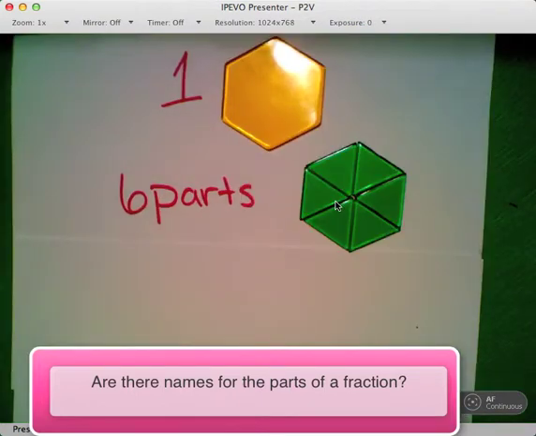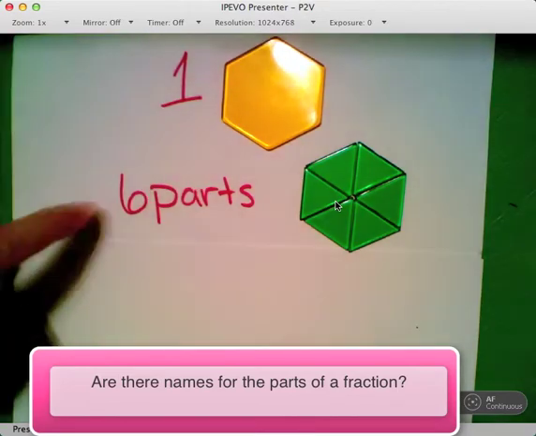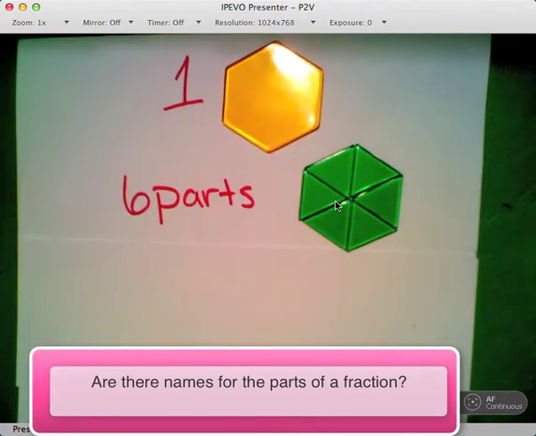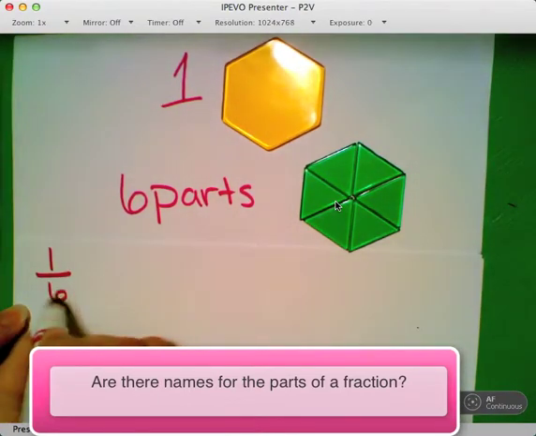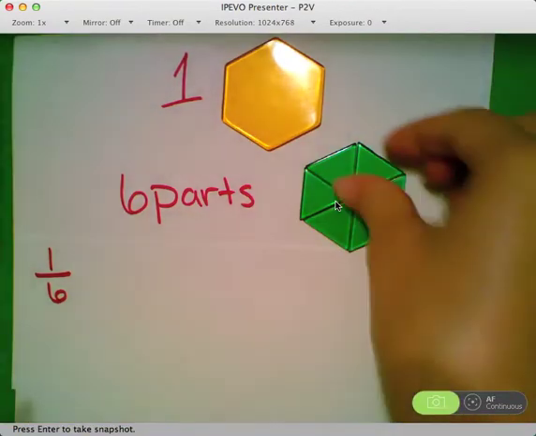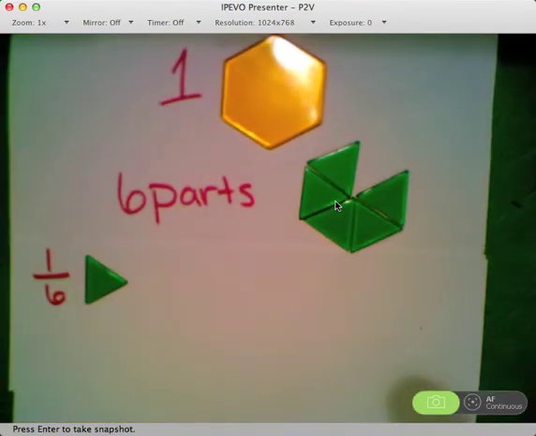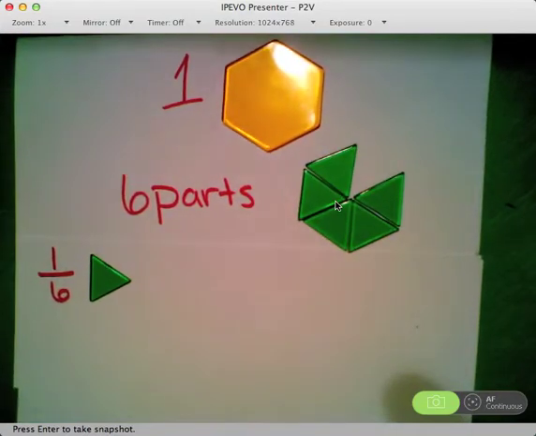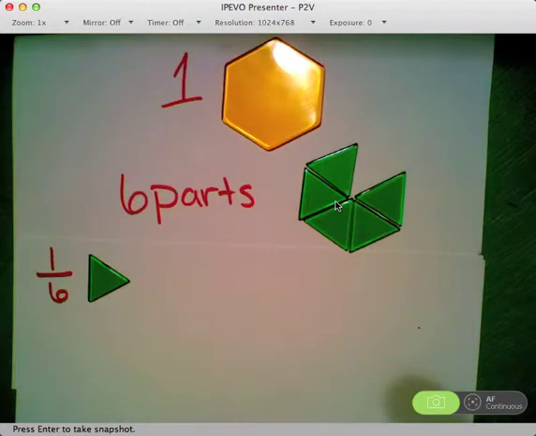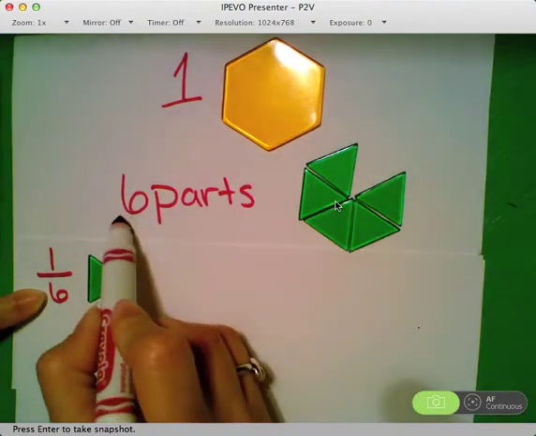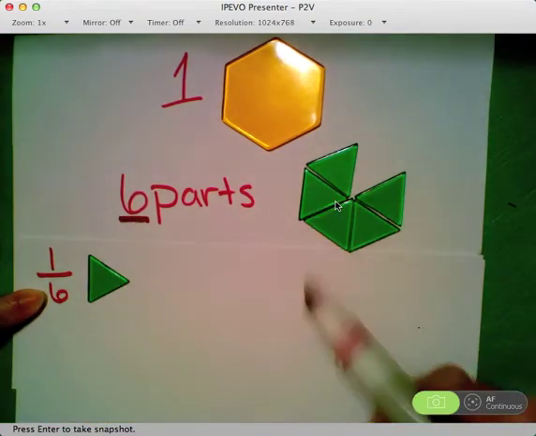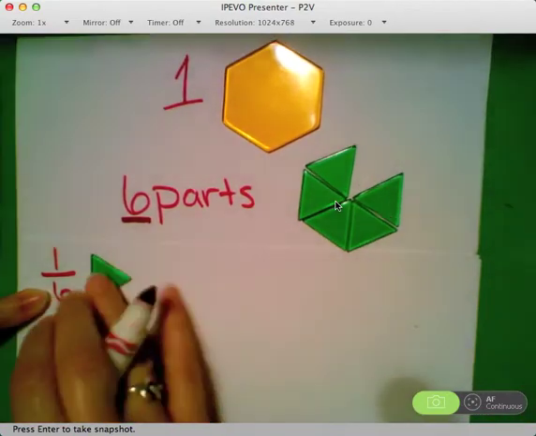Okay, so we're back to having one whole hexagon that has 6 parts. And we're trying to figure out if a fraction, like we had earlier, 1/6, remember we had 1/6 of a hexagon? If this top number and bottom number have special names. What do you think? Well, let's start with the bottom. How did we get this number? That's right, we went and looked at how many total parts were in the whole. That's called the denominator.